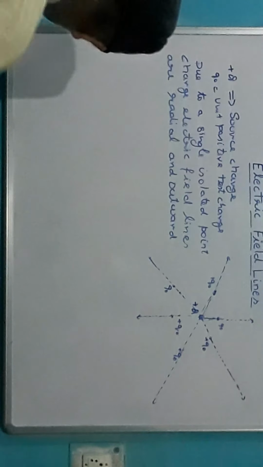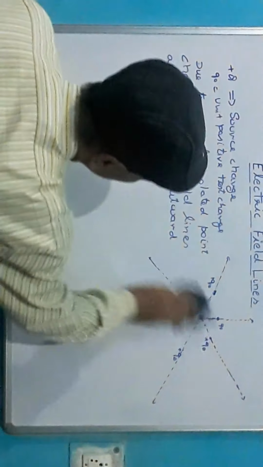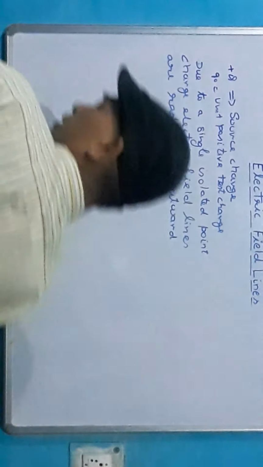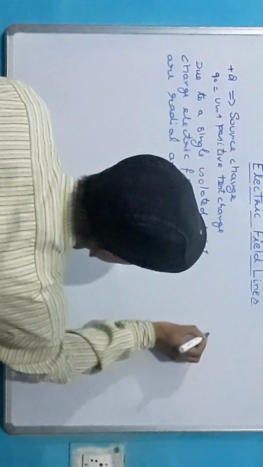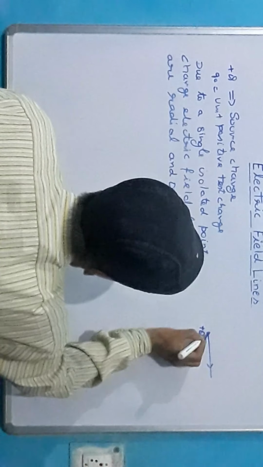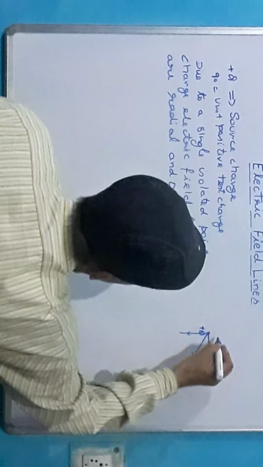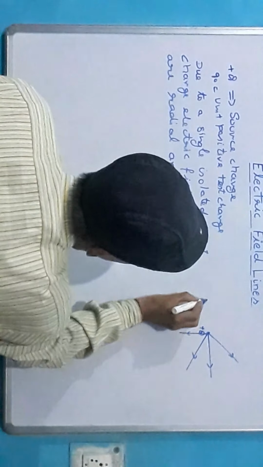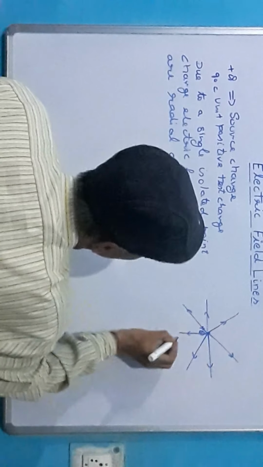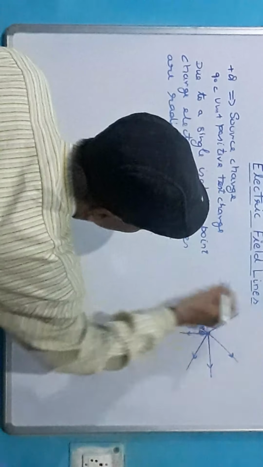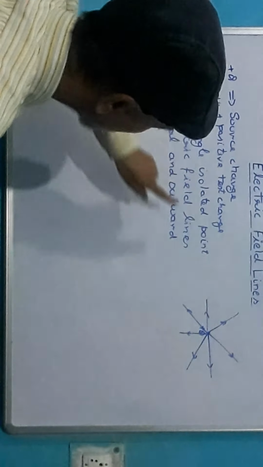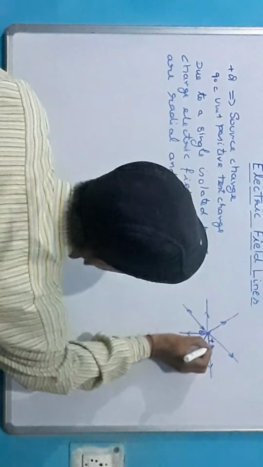I have drawn these electric field lines in a small space so that you can understand it well. If the question comes, suppose this is a plus q charge, what are the electric field lines due to it? The electric field lines due to an isolated point charge will be like this. They are radial and outward. So electric field lines are radial and outward for a single isolated point charge which is positive. Which kind of charge is it? This is positive q.